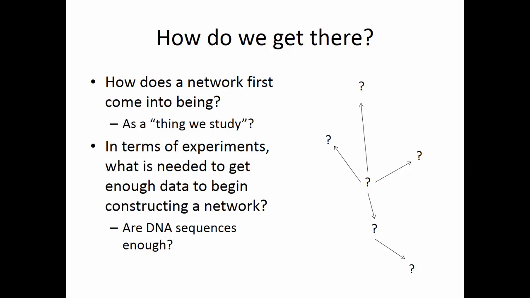But how do we get there? How do we get to having a giant map that has either different color arrows or different color lines and dots, or heavier lines or what have you, that indicate that a perturbation has happened and that this perturbation affects this, that, and the other pathway in our organism of choice? How do we get to that? How does a network first come into being as a thing we study?